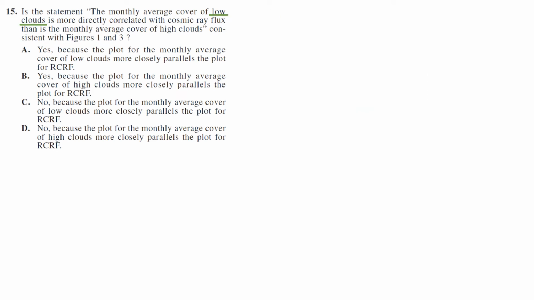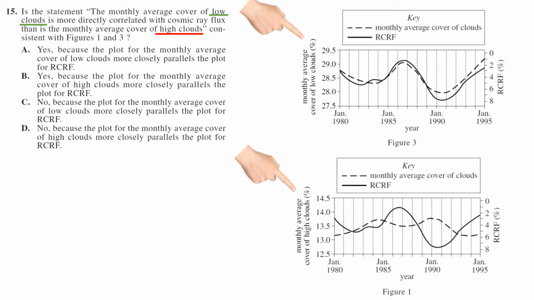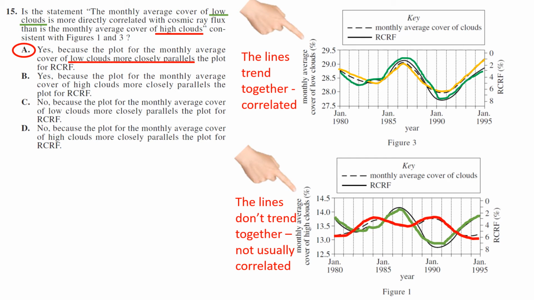Is the statement the monthly average of low clouds, so there's the monthly average of low clouds, put your finger on it, more correlated with cosmic ray flux than the monthly average of high clouds? So we want to look at the dotted line and the straight line and see, are they in line together? So low clouds, they trend together. High clouds, they do not trend together. So they're not correlated in high clouds as closely as they are in low clouds. So the answer would be yes, they are correlated. And then why? Is it A or B? And it says in choice A, the low clouds are more closely paralleled. So the answer is A.